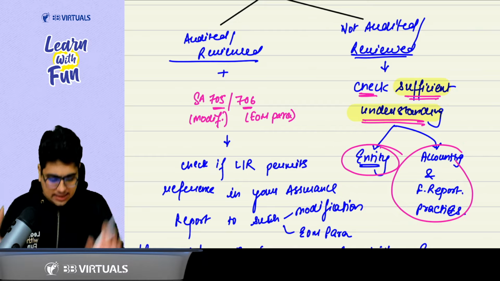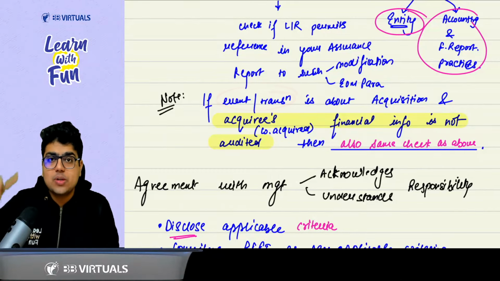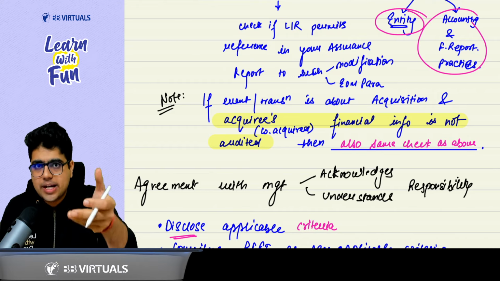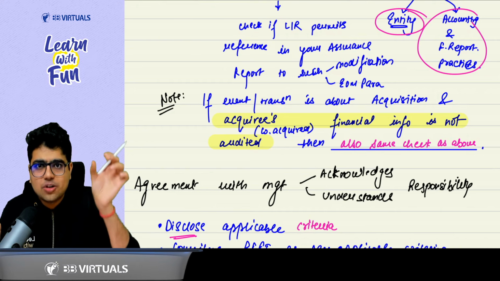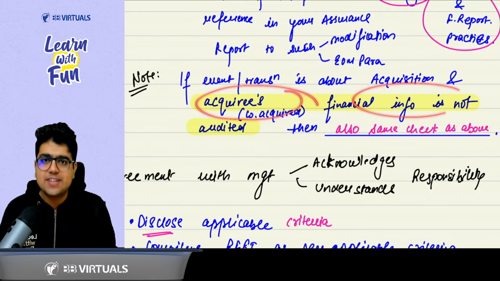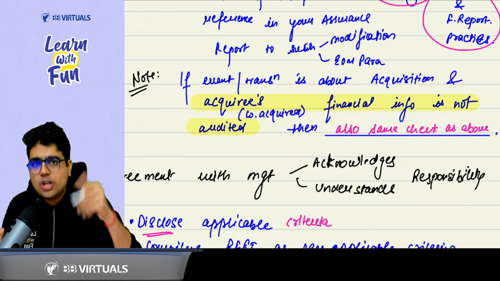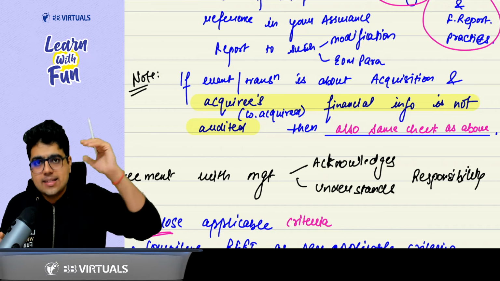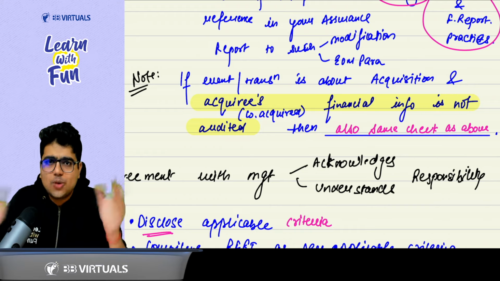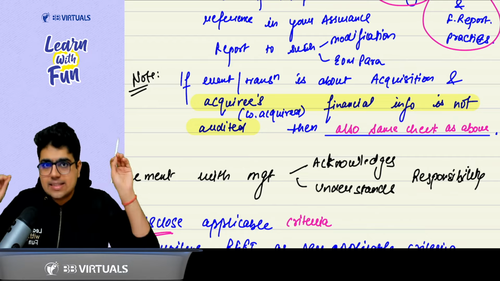about the entity and its accounting practices. Basic thing. Now, if the event or transaction is about the acquisition of an entity, and the financial information of the entity being acquired is unaudited, that means the subsidiary's financial information that is to be consolidated is unaudited, what to do in that case? Same thing. See whether you have sufficient understanding about that entity and its accounting practices. Just read these points, that's it.